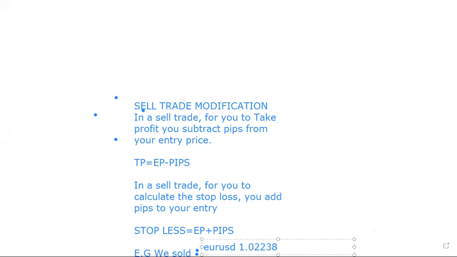Now, for us to make profits in this sell, what it means is this market must reduce from that 1.02238 and go lower. So let me say, let's reduce it by 50 pips. What it means is we're going to subtract 50 pips from this entry price, because that's what the formula says. Take profit equals entry price minus pips. So 50 pips for this kind of currency pair is 0.0050.